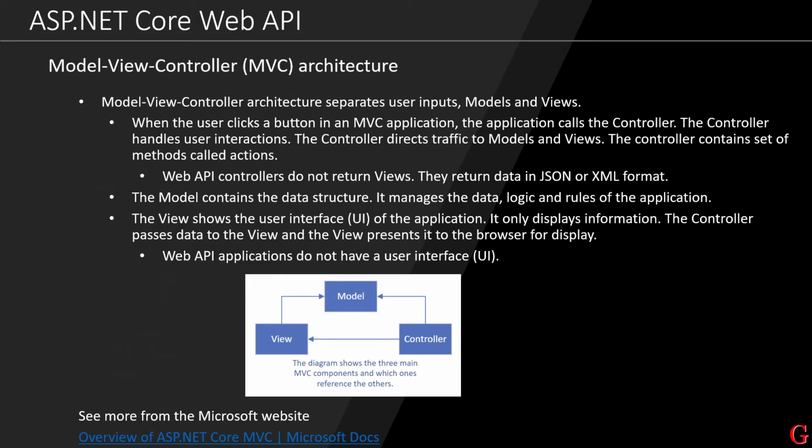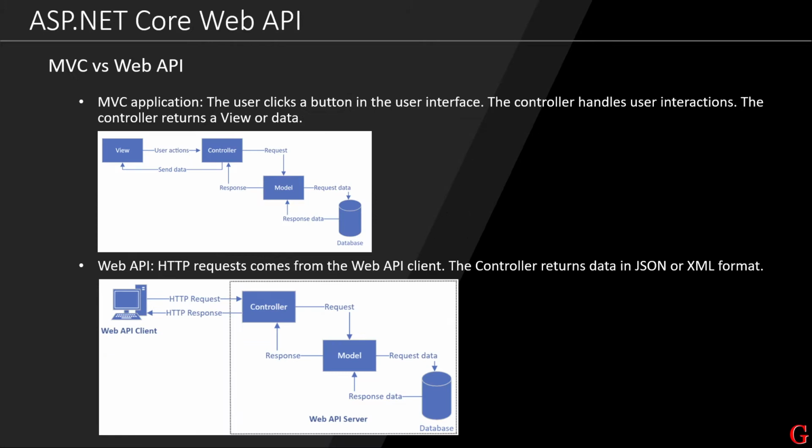A view instead shows the user interface of the application. It only displays information. The controller passes data to the view, and the view presents data to the browser for display. Because Web API does not contain views, there are some differences between MVC and Web API applications. The picture above shows what happens in an MVC application when the user clicks a button in a view to retrieve data from the database. The picture below instead shows what happens when a client application retrieves data from a Web API server application that uses a database.